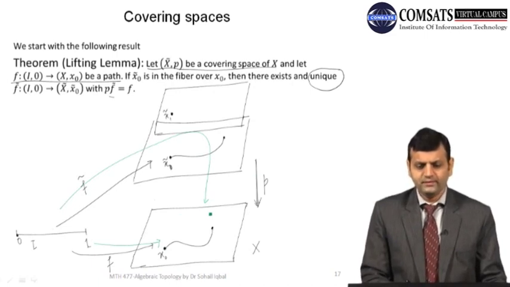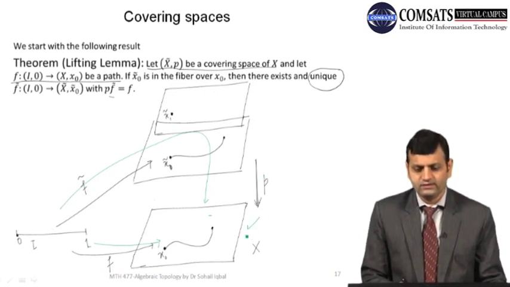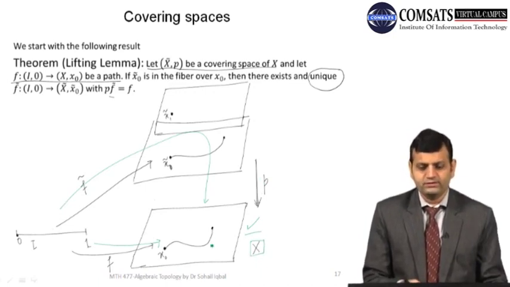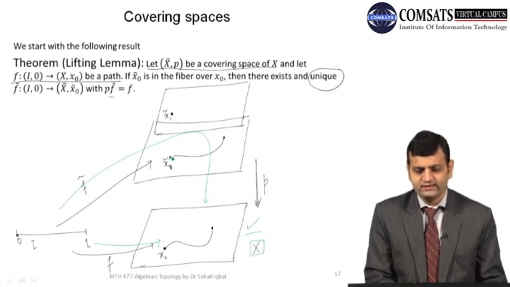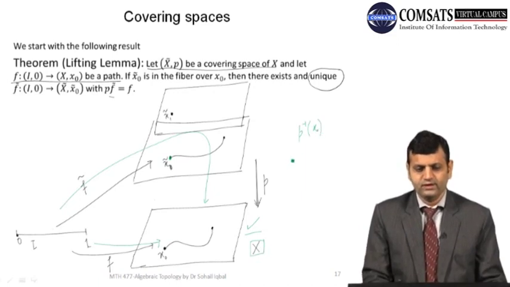So in other words, we can say that if we have a covering space and if we have a path inside the base space X, then we can lift this path to another path in the covering space such that the initial point x naught tilde is one of the elements in the fiber of x naught. It's one of the elements of p inverse x naught. Remember, this x naught is fixed.